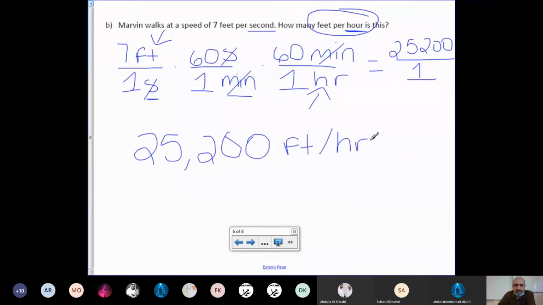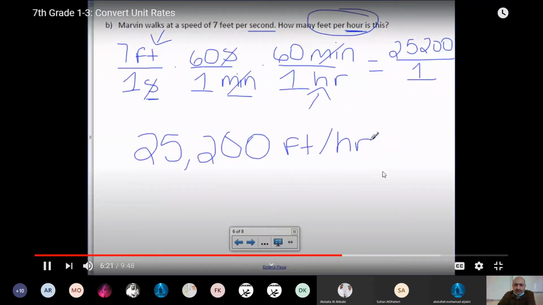Okay, listen here to this example. Here we have 7 feet per second. We want to convert to feet per hour. As you see, here we have feet, here we have feet. No change in this unit. But here we have seconds, here we have hours.